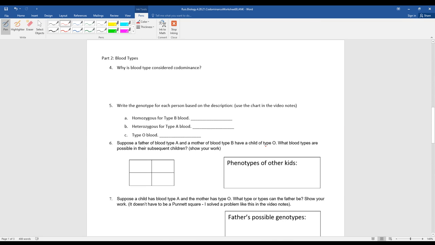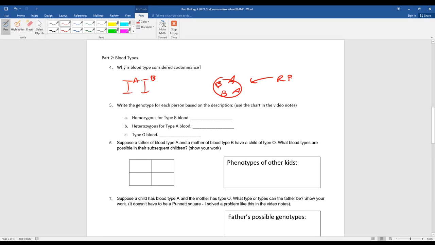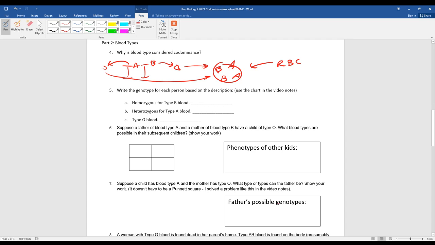Okay, let's keep going. Blood types. Why is blood type considered codominance? That is because, you guys remember, if we have IA IB, that means we have both the A and the B proteins on the red blood cell. If this is the red blood cell right here, you don't just see A proteins or B proteins, you see both of them, because this gene produces a protein and this one also produces a protein. And both of those proteins appear on the red blood cell. So neither one is dominant over the other.